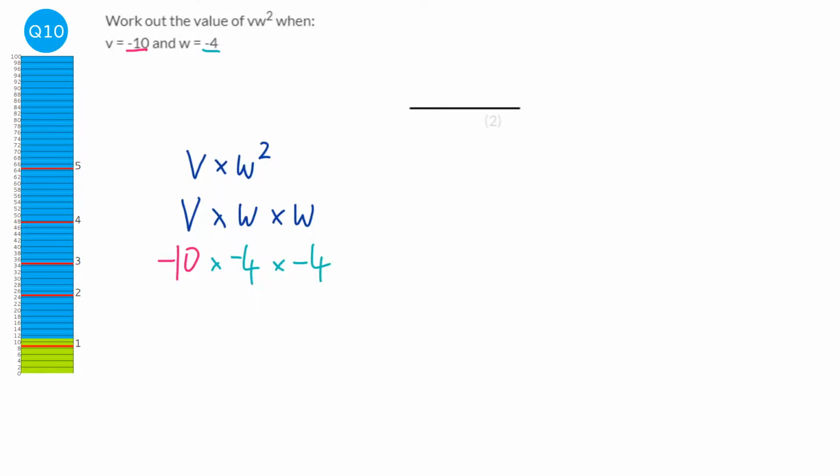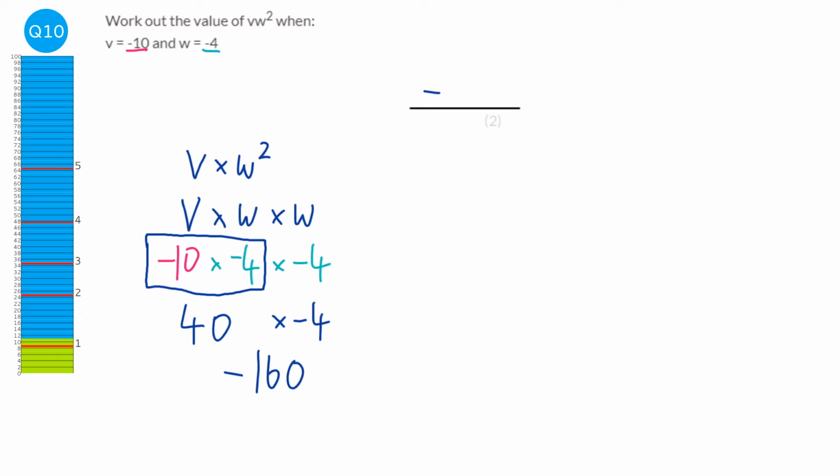Okay, so when you multiply, it doesn't matter which order we do it. So what I'm going to do is I'm just going to do these ones first, and I'm going to ignore that times minus 4 at the end. So minus 10 times minus 4, that's a minus times a minus, which is a positive, 10 times 4, which is 40, times minus 4. Now we're going to do 40 times minus 4, so it's a positive times a negative, so that's going to be a negative. And 40 times 4, well, 4 times 4 is 16, so 40 times 4 is 160. So it's going to be minus 160.